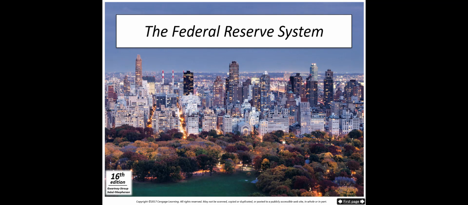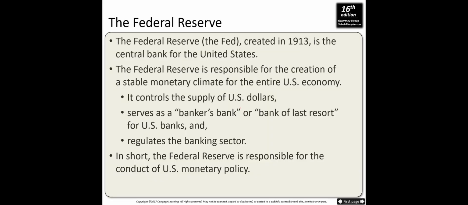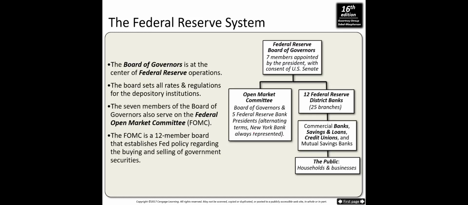Now next we talk about the Federal Reserve System. The Federal Reserve System, or the Central Bank of the US, was created in 1913, and the Federal Reserve is responsible for the creation of a stable monetary climate for the entire US economy. It controls the supply of US dollars, and it serves as a banker's bank, or bank of last resort, for US banks, and it regulates the banking sector. In short, the Federal Reserve is responsible for the conduct of US monetary policy.